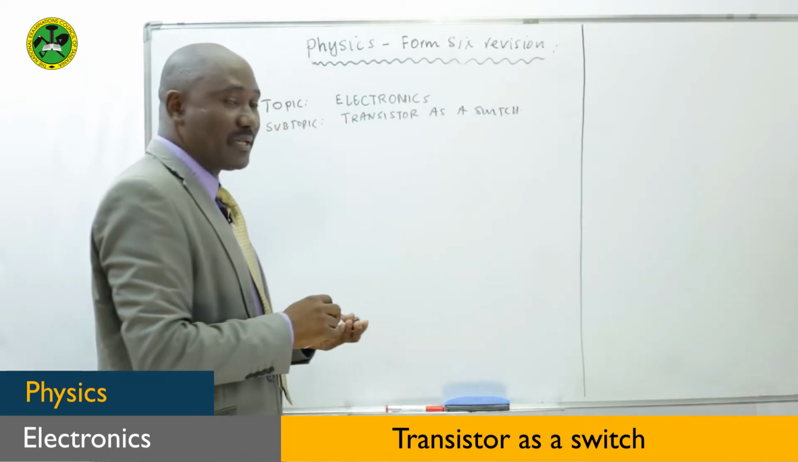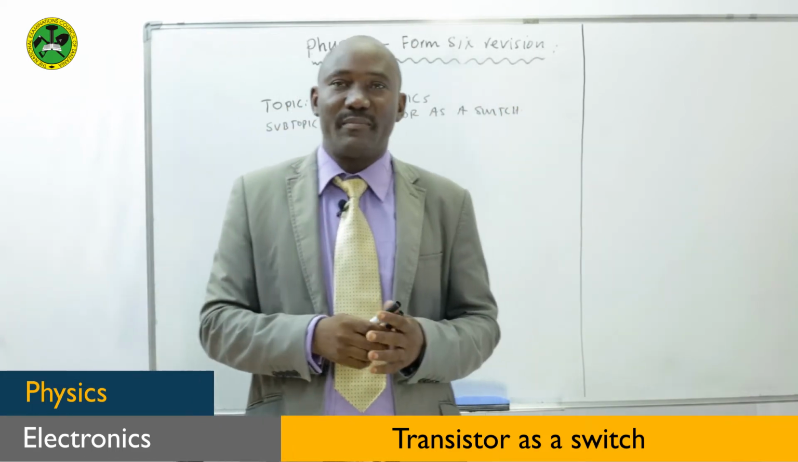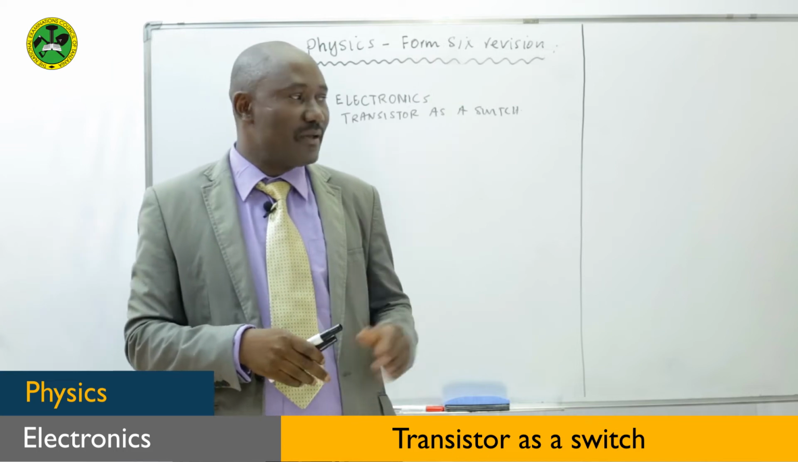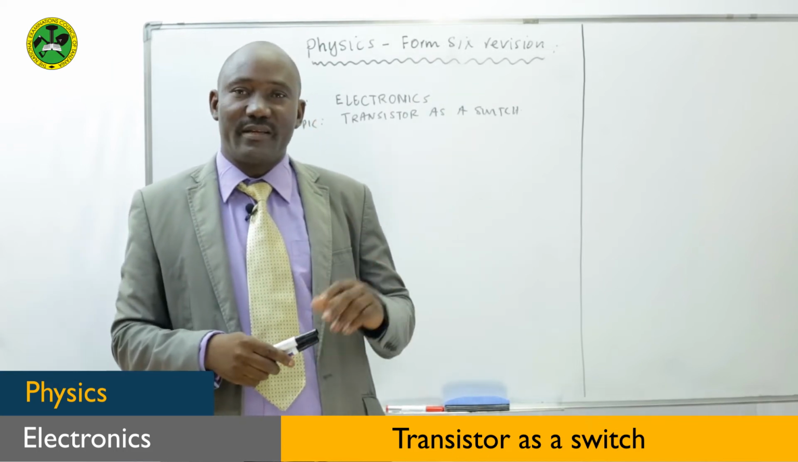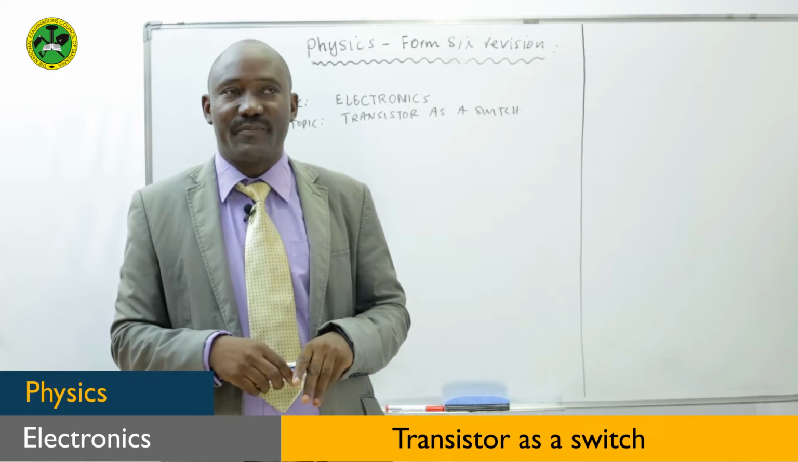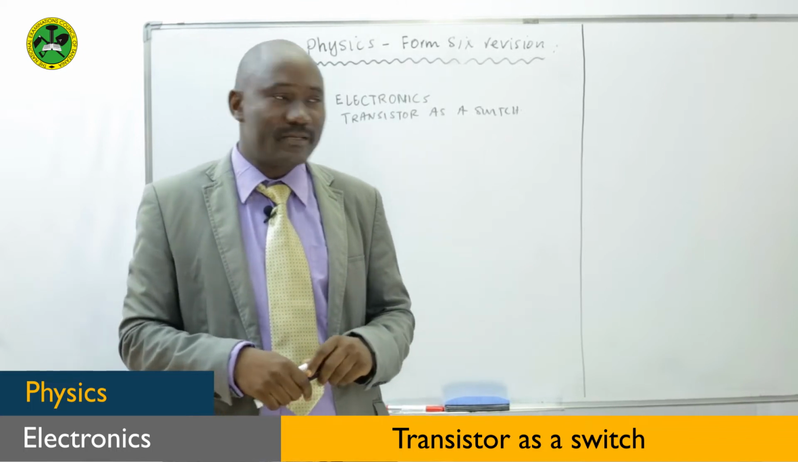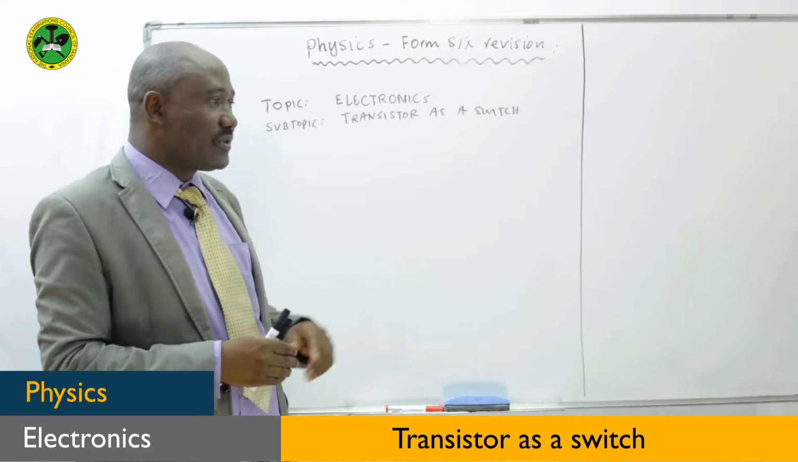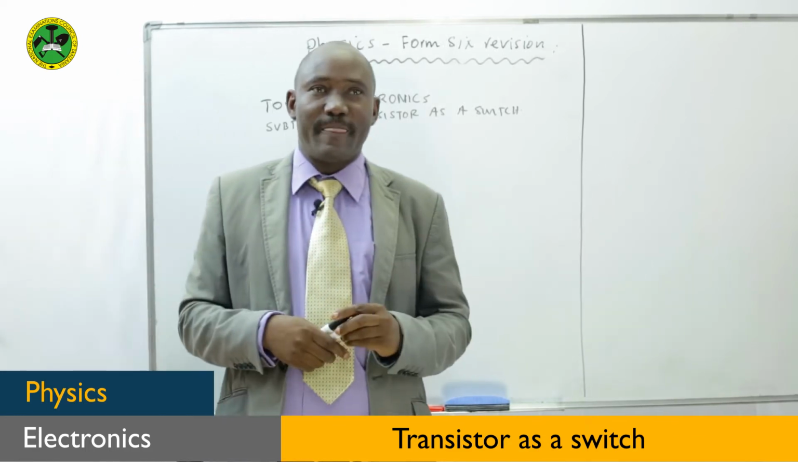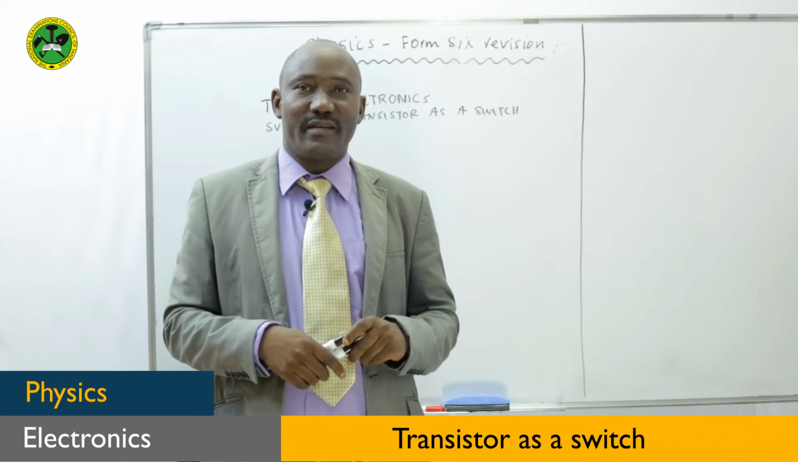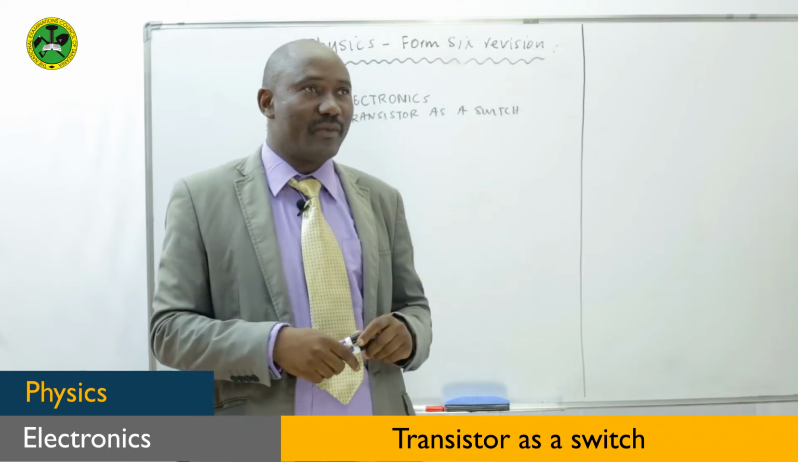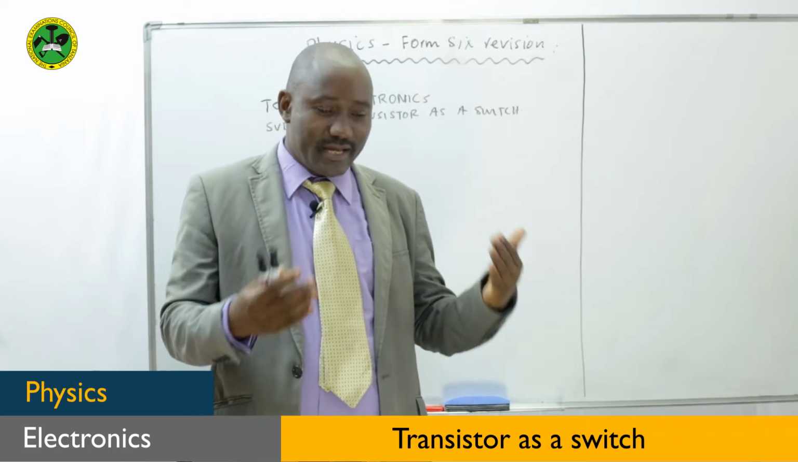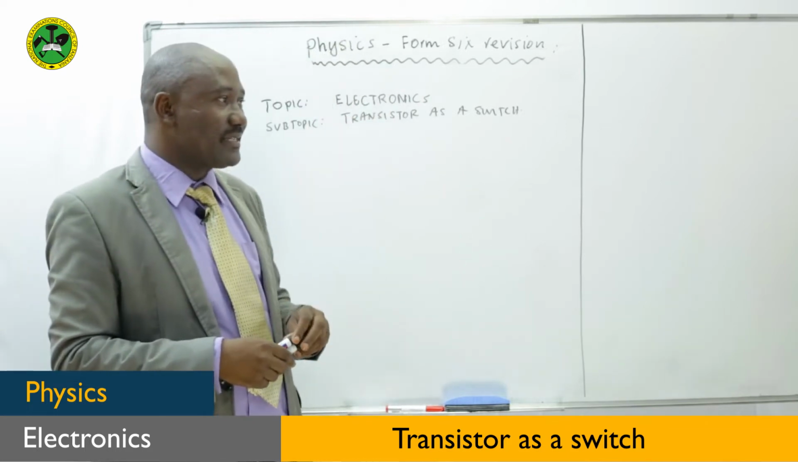If you remember, we mentioned that transistors can be applied in different parts of our life. One of the applications is you can use a transistor as a switch, in security systems and alarm systems. Before we start this part, let us remind ourselves of what we discussed in part 1 of this topic.